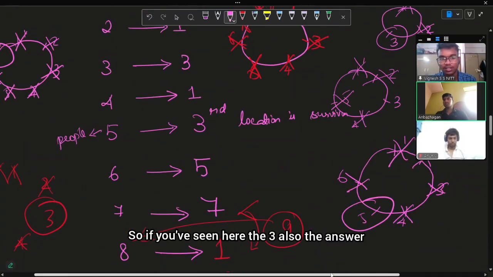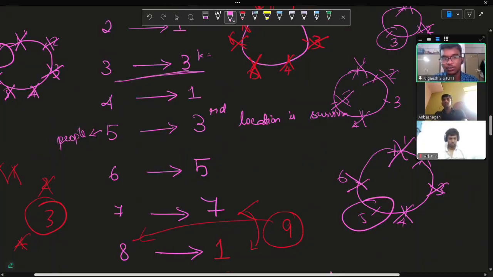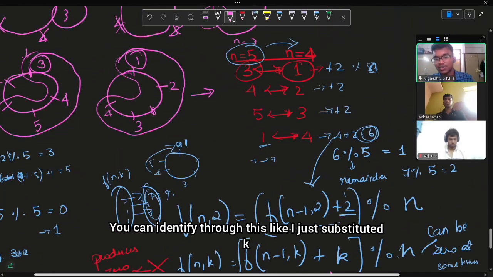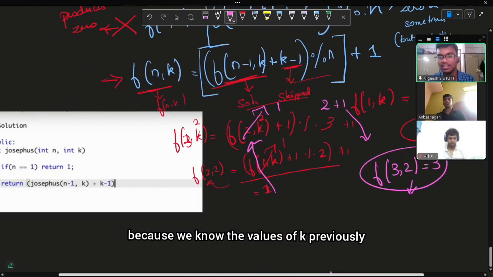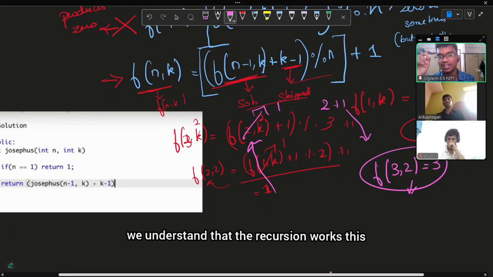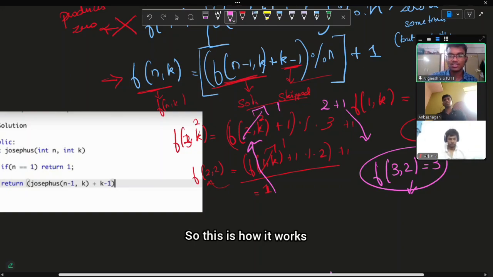If you've seen here, the answer is 3 only for k equal to 2. So our equation is correct. You can identify this through substitution. I just substituted k because we know the values of k previously. And just by substituting f of 1 of k in the predefined previous equation, we understand that the recursion works, this problem works smoothly and finds the answer. So this is how it works.